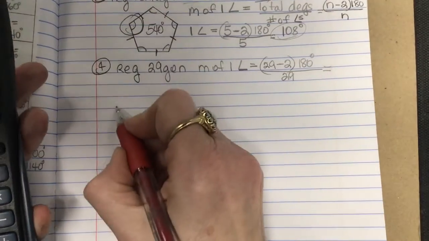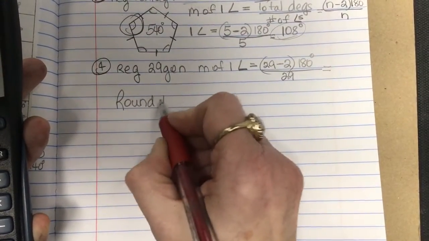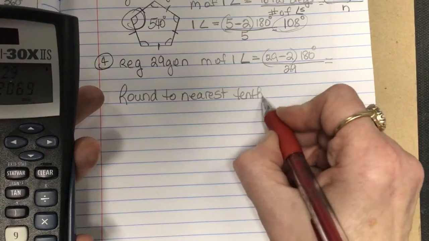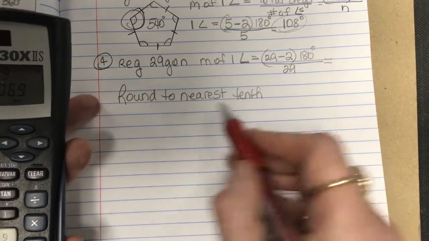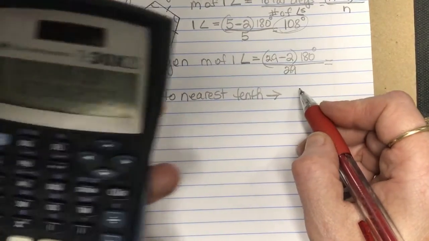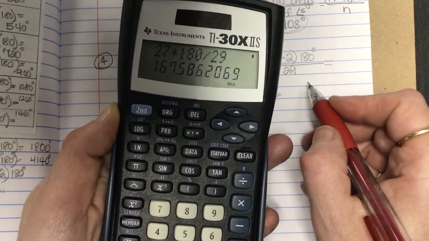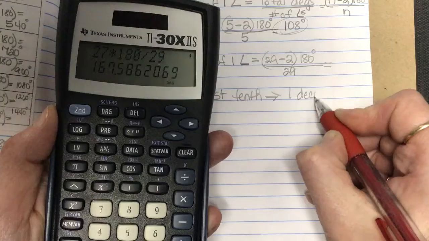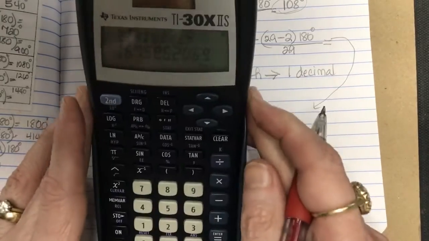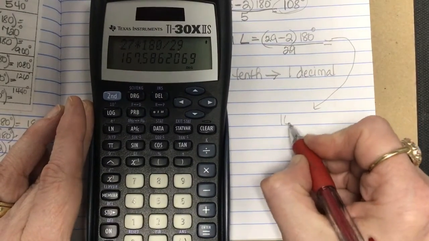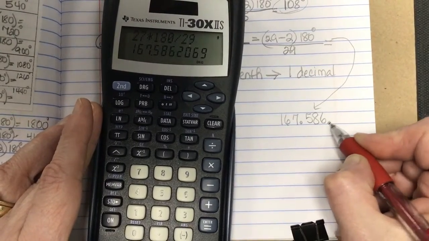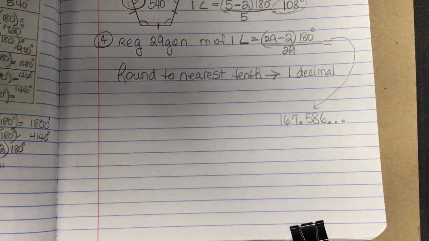Now, here's what we're going to do. We're going to round to the nearest tenth. What it's going to say in your classwork is round to the nearest tenth if necessary. Everything we've done so far came out even. Now, how many decimal places is tenths? The first one, one decimal place. So I want you to go down here and write 167.586, and then we're just going to put dot, dot, dot, because I don't need any more of them.